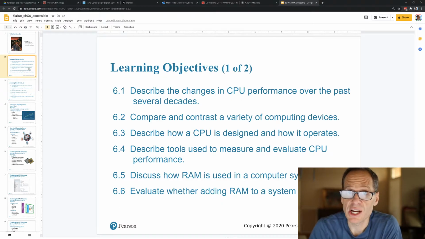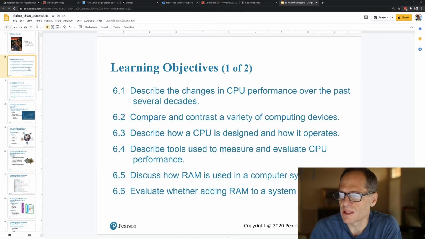And so the objectives of this chapter are: describe the changes in CPU performance over the past several decades. We've already looked at that, Moore's law, and how the transistor count doubles every 18 months. So we're going to see that again. And we're going to compare and contrast a variety of computing devices. So we'll look at different types of computers that are out there.